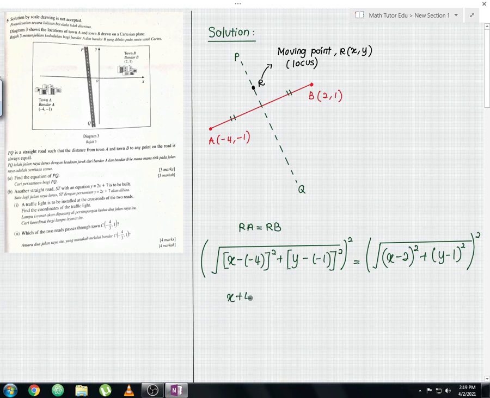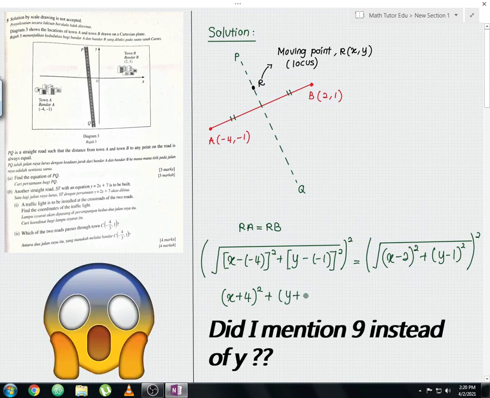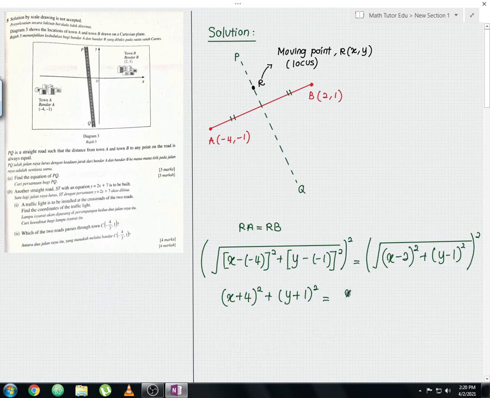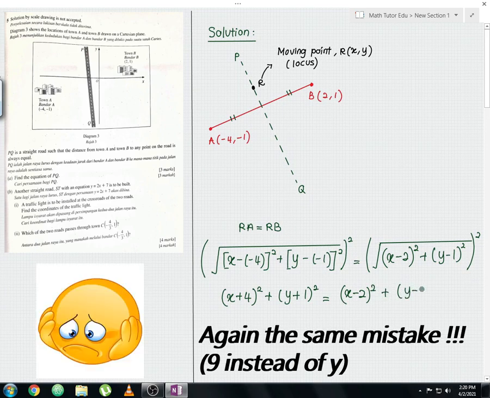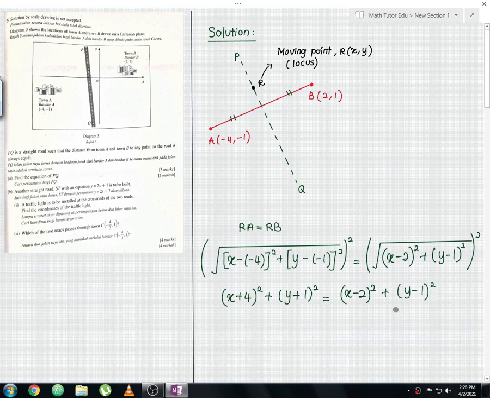So when you square both sides, you will get (x plus 4) square plus (9 plus 1) square, which equals (x minus 2) square plus (9 minus 1) square. Okay, let us proceed to the next step. By the way, let me write here the question part A. Alright, let us continue to our next step now.